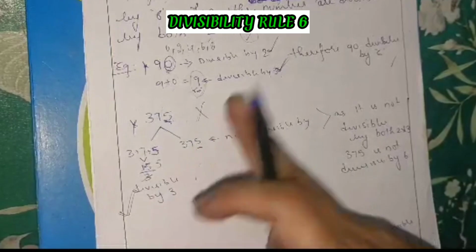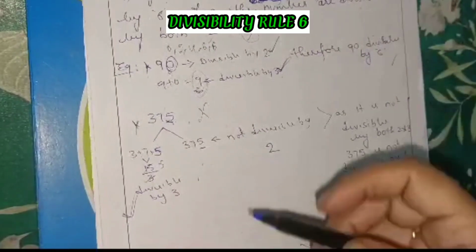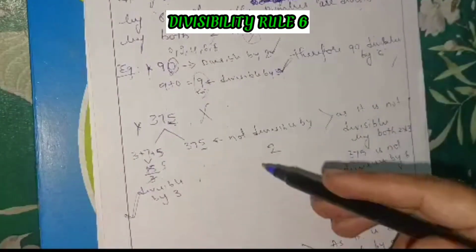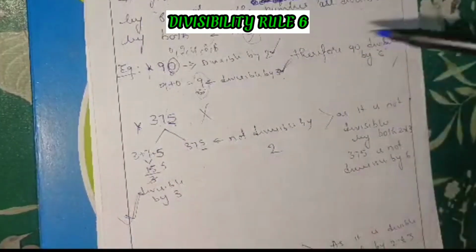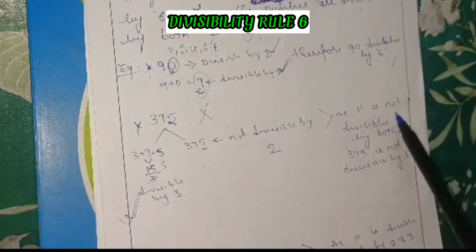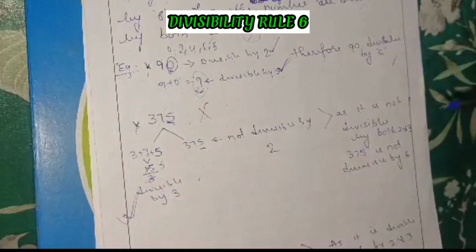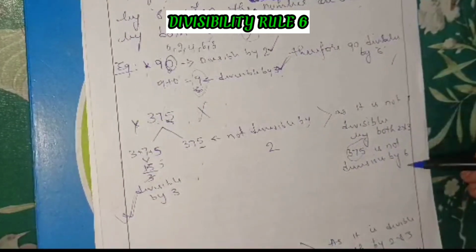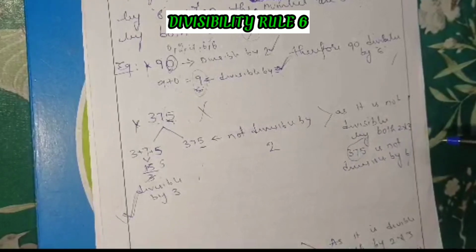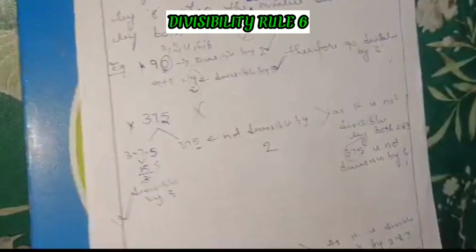So 375 is divisible by 3 as it is obeying the divisibility rule of 3. But 375 is not obeying the divisibility rule of 2. Therefore, as it is not obeying the divisibility rule of 2 but obeying only the divisibility rule of 3, it is not divisible by both, which means one rule it is not obeying. So 375 is not divisible by 6. Understood? Hope you understood very well.